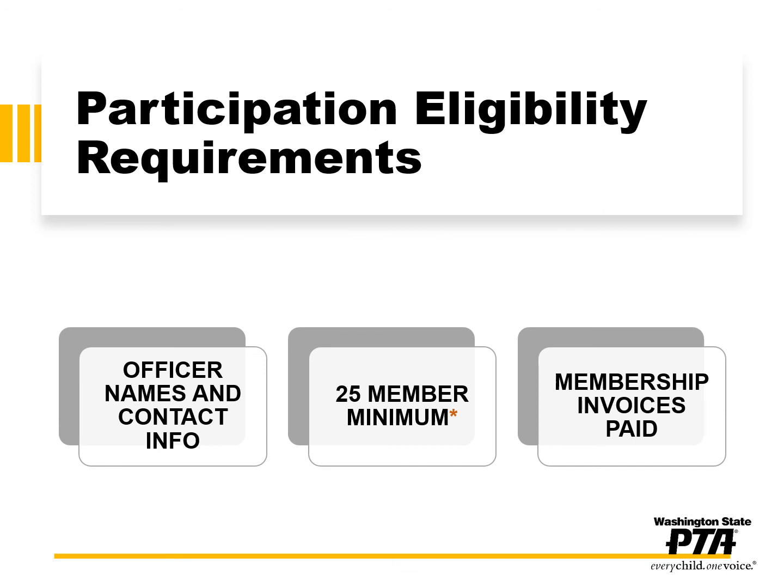Officer names and contact information. At a minimum, Washington State PTA needs a president or primary point of contact. A 25-member minimum is met. The PTA had at least 25 members or an approved waiver the prior fiscal year and has enrolled at least 25 members for the current membership year no later than October 31st. Membership invoices are paid and current.